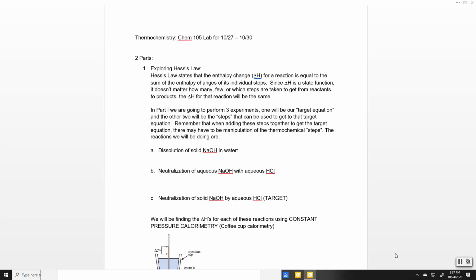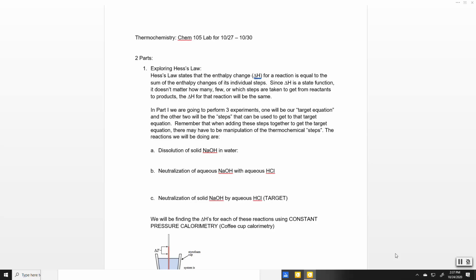So it doesn't matter how many steps you have to use, how few steps you have to use, or even which steps you have to use to get from reactants to products for a particular equation. The delta H for that reaction is going to be the same.